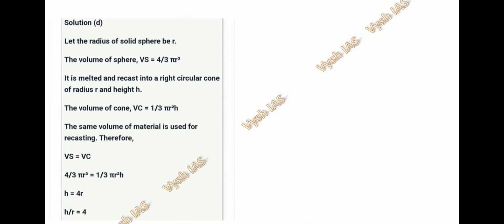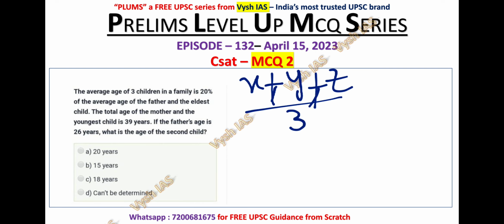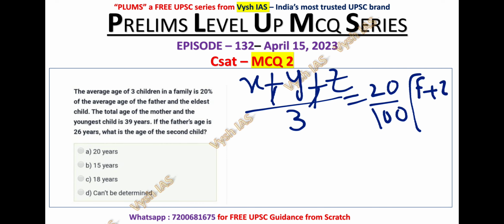Okay. Now let's solve MCQ number 2. The average age of 3 children in a family is 20% of the average age of the father and the eldest child. So now let's write the data. Let's take the 3 children as X, Y and Z. Let Z be the eldest person, X be the smallest and Y be the middle one. They have given that the average age of the 3 children, X plus Y plus Z by 3, is nothing but 20% of the average age of the father and the eldest one, which is Z by 2.